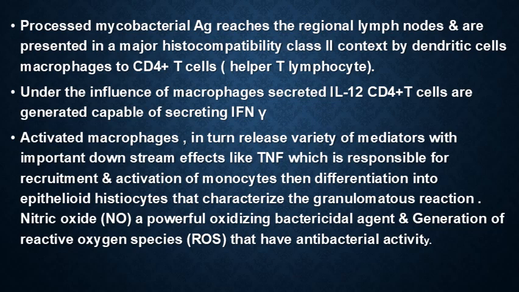Processing of mycobacterial antigen: we're coming to the pathogenesis. The antigen is presented by the macrophage in the major histocompatibility class 2 context to the CD4 T helper lymphocyte. The macrophage secretes interleukin 12. CD4 plus cells become activated and secrete gamma interferon. Activated macrophages in turn release a variety of important mediators, like tumor necrosis factor, responsible for recruiting and activating monocytes, which differentiate into epithelioid histiocytes, the characteristic of the granulomatous reaction of tuberculosis. Nitric oxide is also a powerful oxidizing bactericidal agent, along with generation of reactive oxygen species that have antibacterial activity.